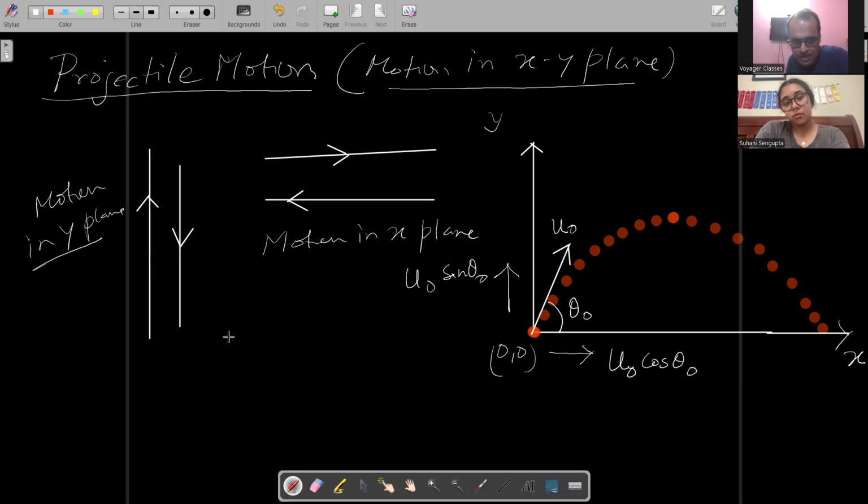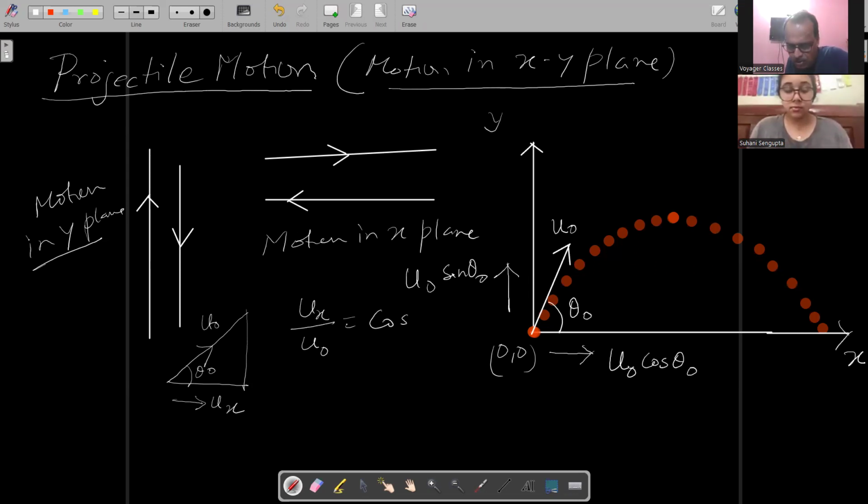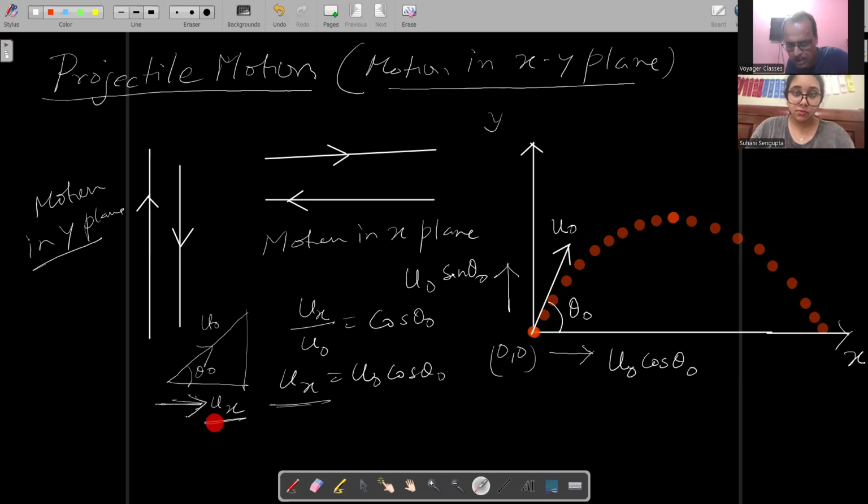Now, if anybody asks how it happens, it is through vector rules like this. Suppose this is u0, this is θ0, and this is ux. By using trigonometry, you can say that ux, base by hypotenuse, is cos θ0. So you can say ux is equal to u0 cos θ0. This ux is basically the horizontal component of this particular velocity. Correct? Clear? And this is the vertical component, so it will be sin θ0. In a similar manner, you can get it.